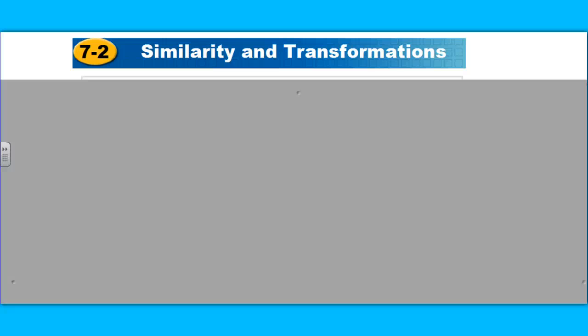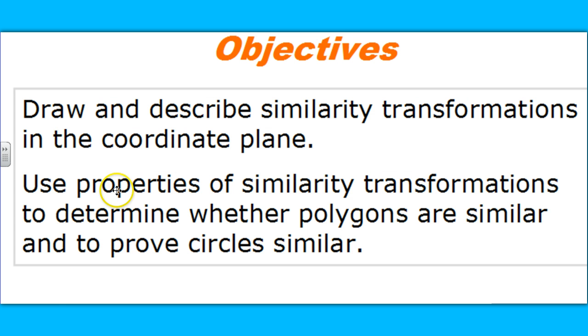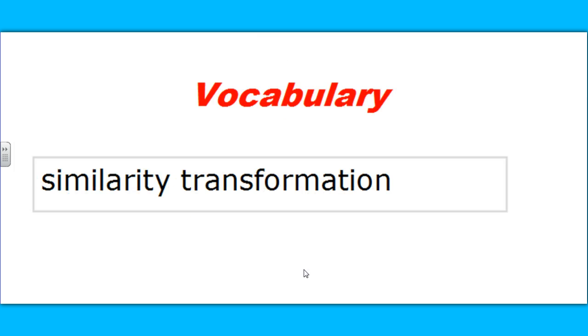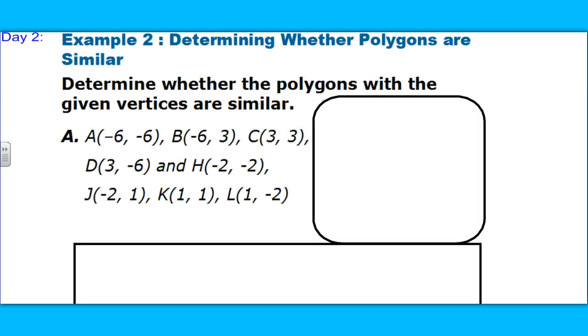Welcome back to day 2 of Geometry 7-2, Similarity and Transformations. Today we're going to use the properties of similarity transformations to determine whether polygons are similar. And we're going to use the properties of similarity transformations to prove circles are similar. Okay, let's determine whether polygons are similar.